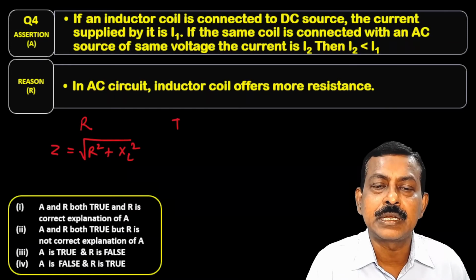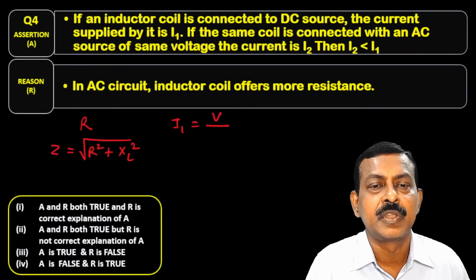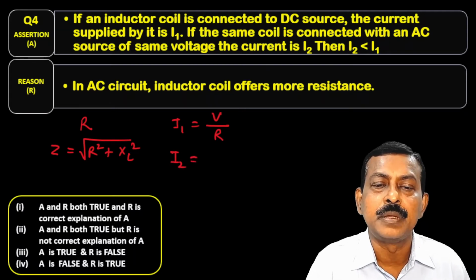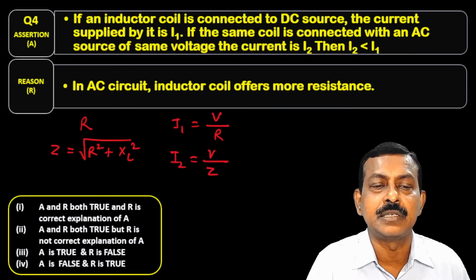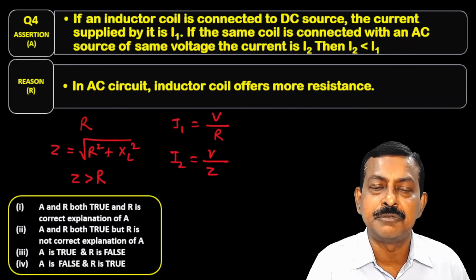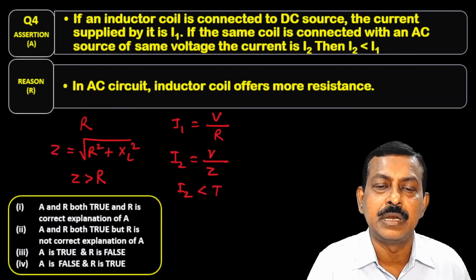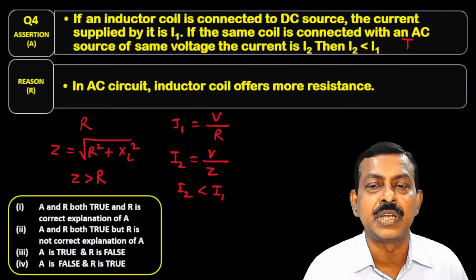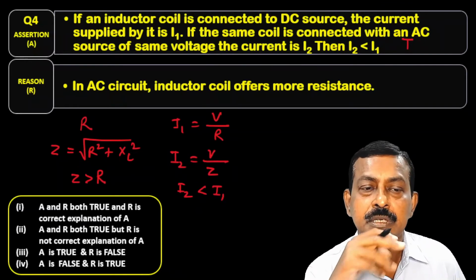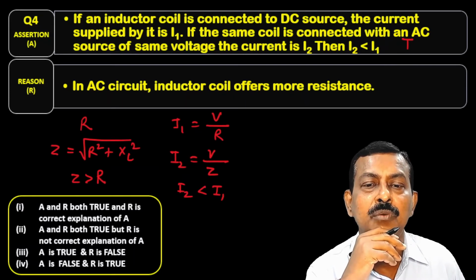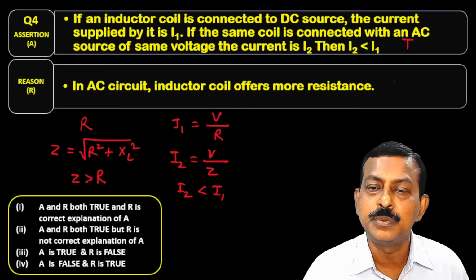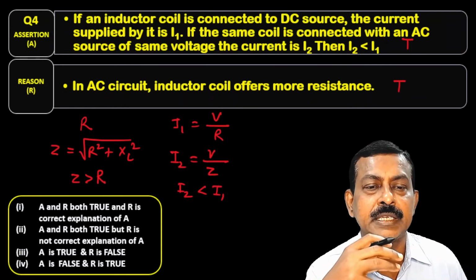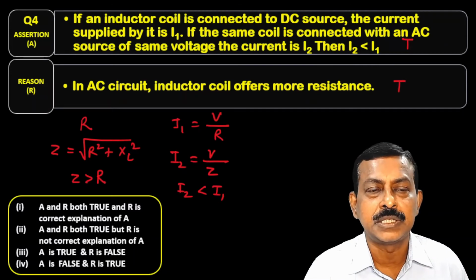So if I take current I1, for DC with voltage V, it is just V by R. In the second case, it will be V by Z. Now you can see that Z will definitely be greater than R, and in that case I2 will be less than I1. So this is true, because it is given I2 is less than I1. And the reason given is that in an AC circuit, an inductive coil offers more resistance. So this is also true, because it offers more resistance just like the impedance which we are taking. So both the assertion and the reason are true.